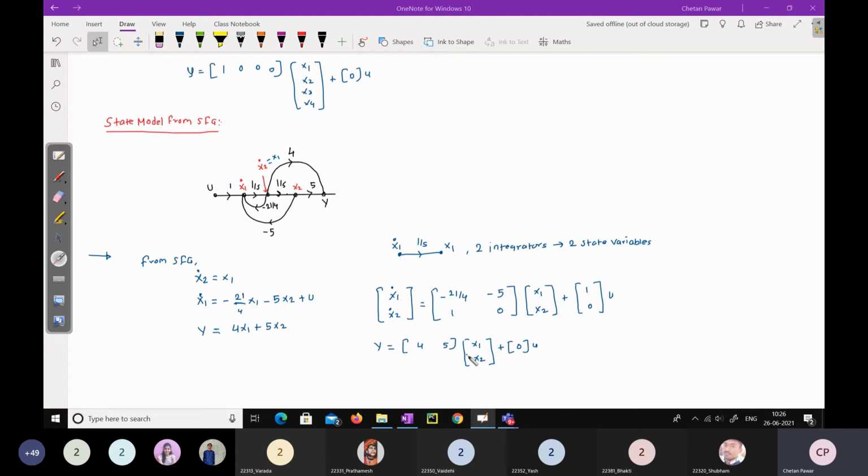So here this is the A matrix, this is the B matrix, this is C and this is D. Like this, these matrices are there. So from an SFG, you can find the state model like this. Any doubt here?